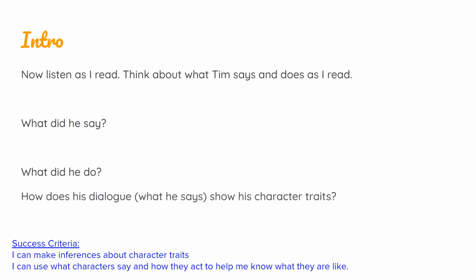So when we put it all together, what do his dialogue, the things he says, and his actions show about his character traits? Well, he said that it was his last chance and he couldn't let a little rain stop him, and he went out in the rain anyway. This showed me that Tim is determined. He is a hard worker.